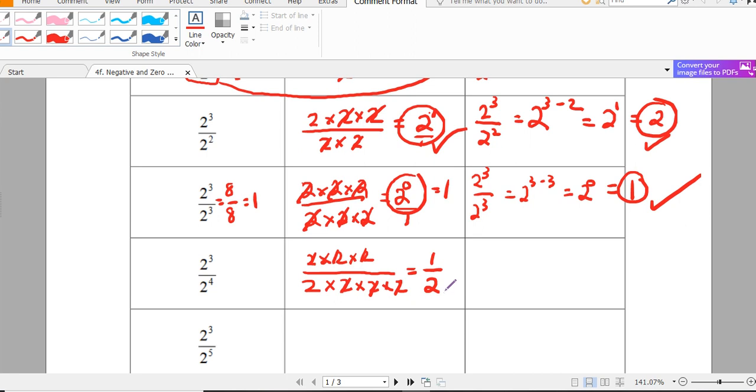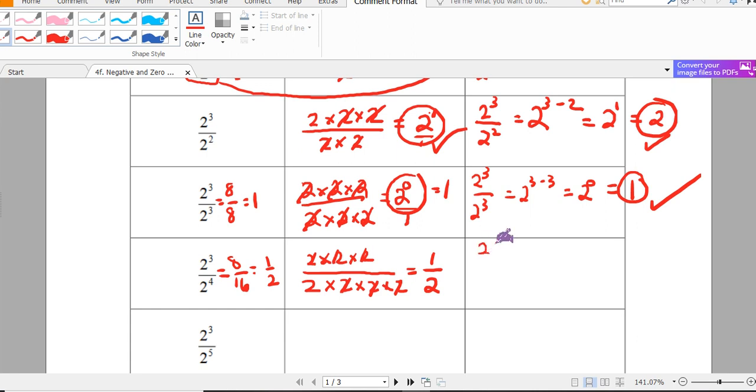Is that true? Let's backtrack. Again, 2 to the exponent of 3 is 8. 2 to the exponent of 4 is 16. Is 8 over 16 the same as 1/2? It sure is. This does indeed equal 1/2. Does that make sense? It sure does.